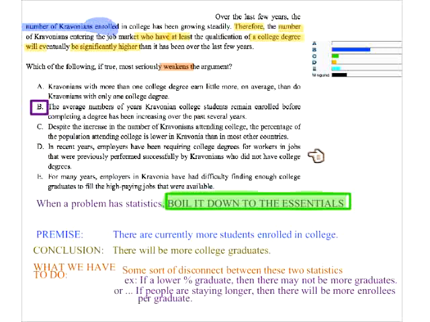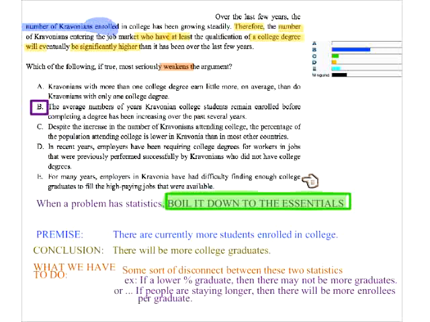D, it doesn't really matter what the requirements of the job are, because the argument is not about jobs. The argument is about who is entering the labor market and with what degrees. It's not what kind of jobs will they take. And then E is also not relevant because, again, we're not talking about filling jobs. We are just talking about who is entering the market with what. And the argument does not deal at all with what they do once they are in that market.